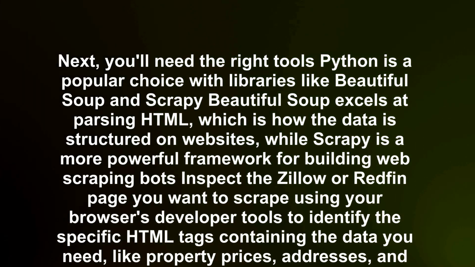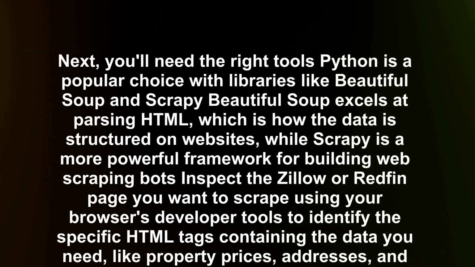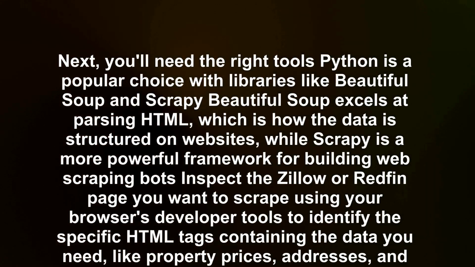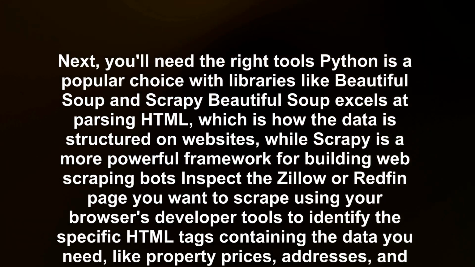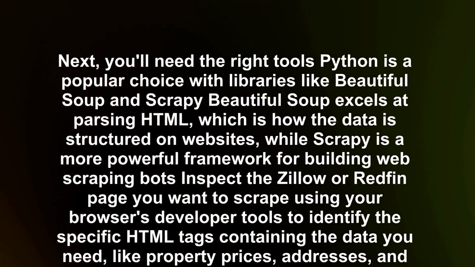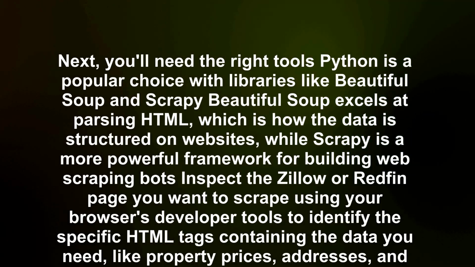Inspect the Zillow or Redfin page you want to scrape using your browser's developer tools to identify the specific HTML tags containing the data you need, like property prices, addresses, and descriptions.